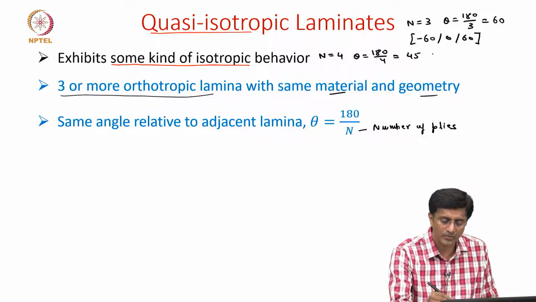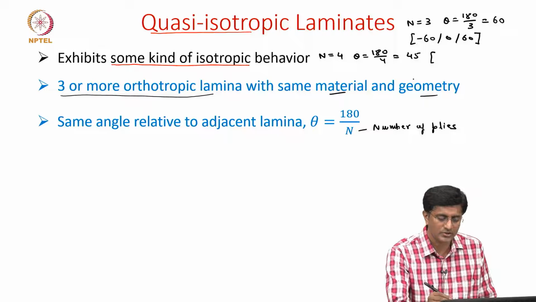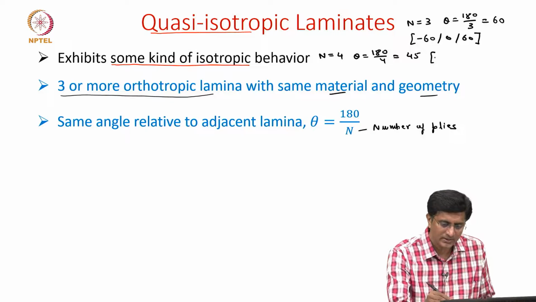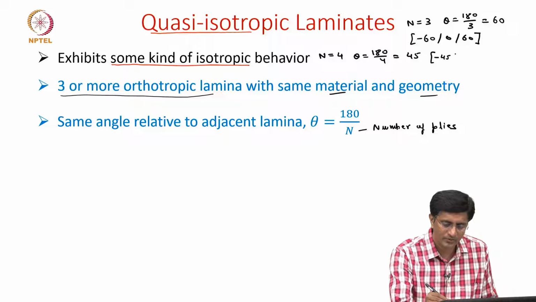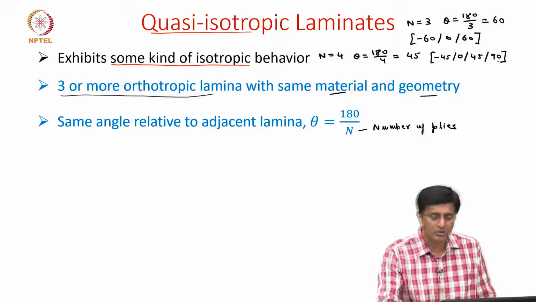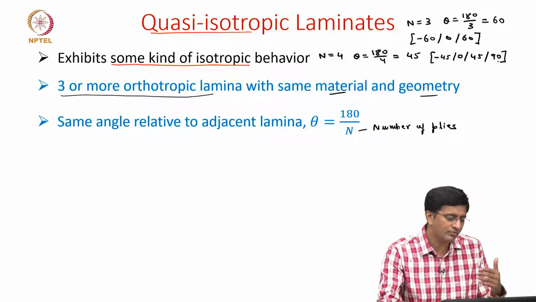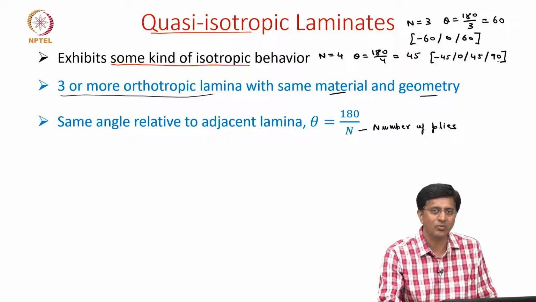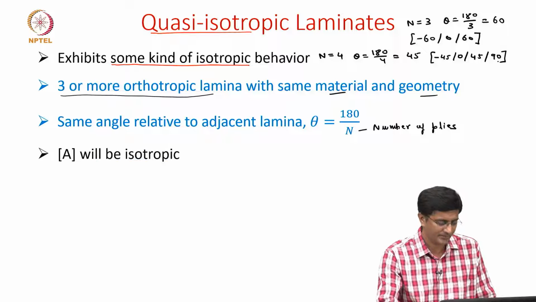And one of the combinations we can come up with for a quasi-isotropic laminate with n equal to 4 layers is, let's say, minus 45, 0, 45, and 90. So now let's get back to the definition of quasi-isotropic and see what we really meant by that.